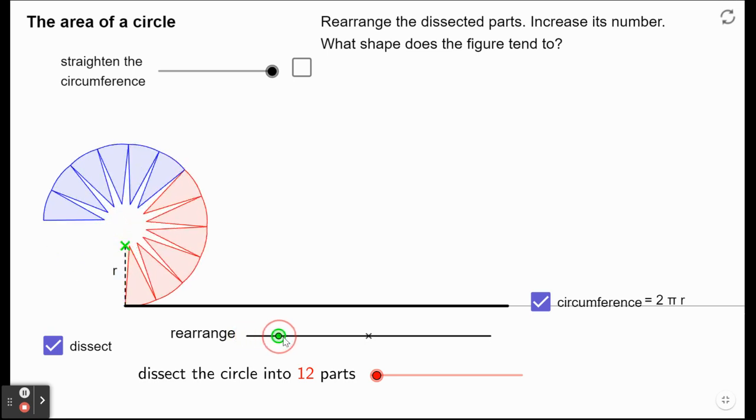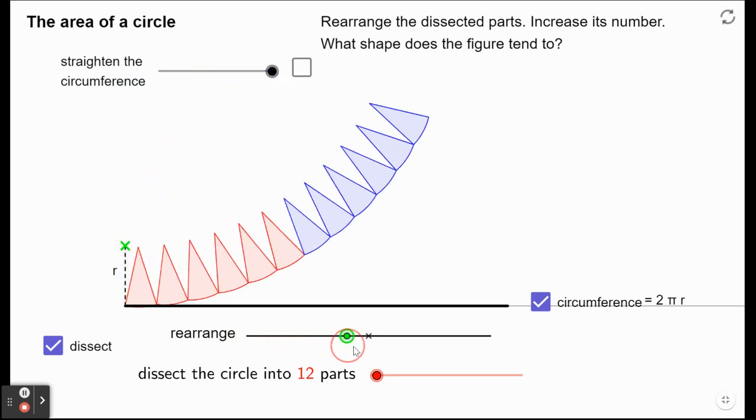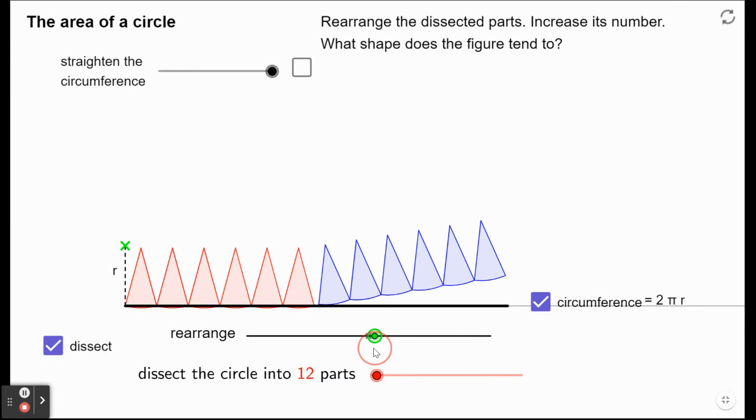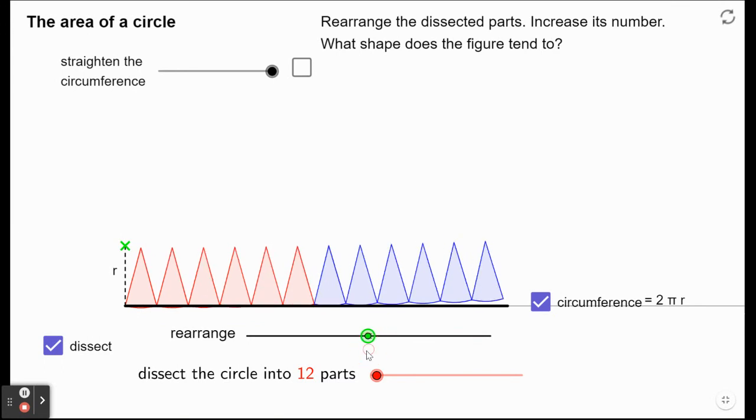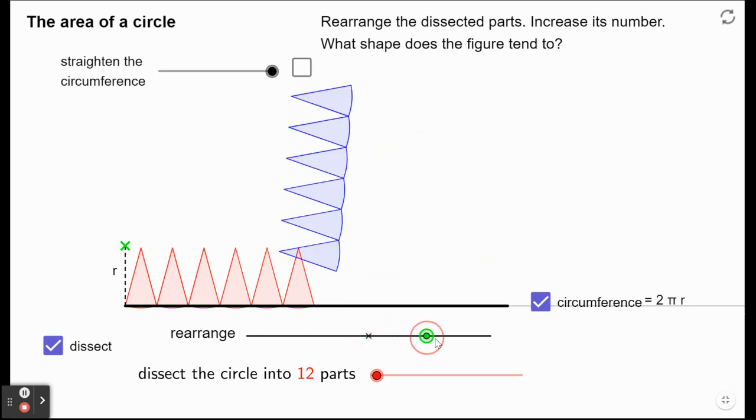I'm going to spread those circle pieces out, little pie pieces out. So now they're laying on the floor. There's 12 of them. If I look at this distance along the bottom here, that whole distance is still the same as the circumference. It's 2 pi r, right? And the height of each of these little spiky things is the radius, because it's the distance from the outside to the center. Next thing I'm going to do is fold them back in on each other.